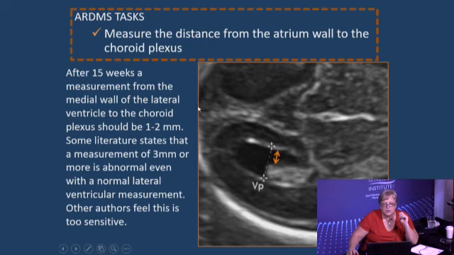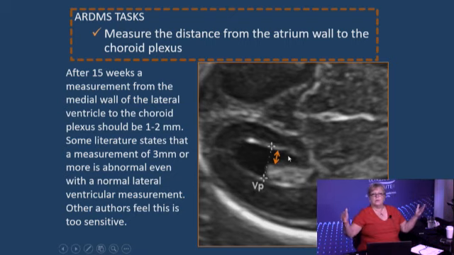Okay, so we're going to measure the distance from the atrial wall to the choroid plexus. Some people use this, some think it's too sensitive, but actually it's looking at how far away that glomus of the choroid is from the anterior wall of that posterior horn of the lateral ventricle. They're saying if it's more than 3 millimeters, then it's abnormal.